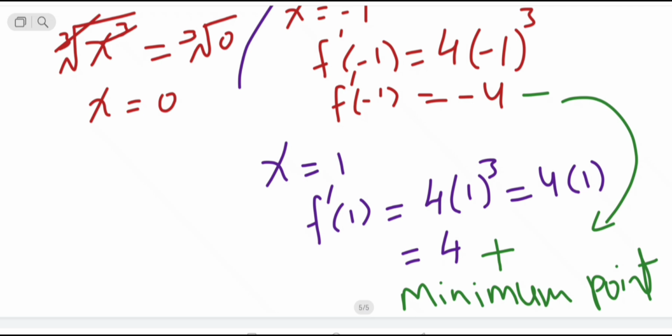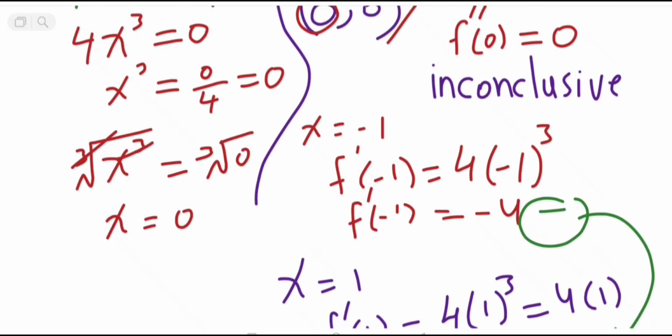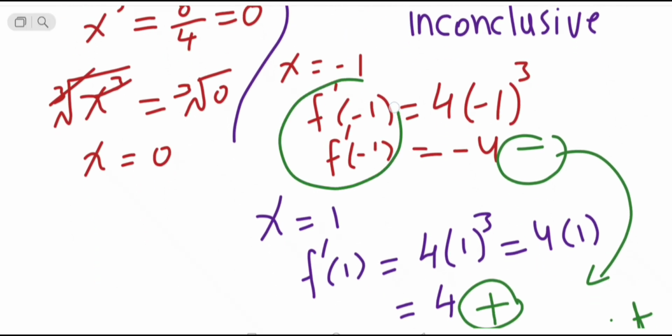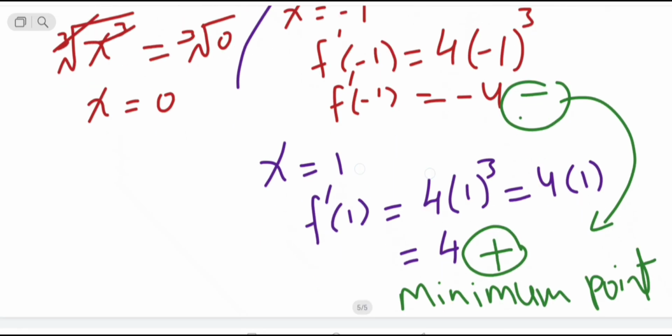Whatever we get, we go to the x value, take some value before the x value and some value after the x value, and substitute them into the first derivative. If the answer changes from negative to positive, then the point will be a minimum. If it changes from positive to negative, then there will be a maximum point. If there is no change, meaning negative to negative or positive to positive, we say there is no maximum or minimum point.